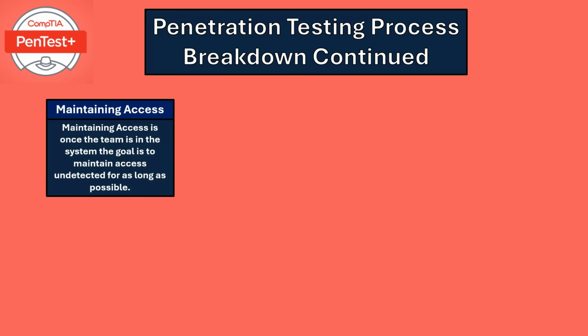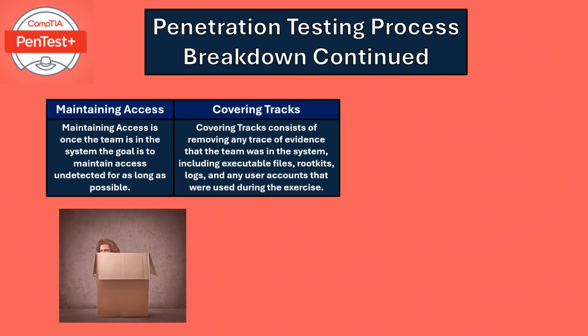After gaining access, the next step is maintaining access. Maintaining access is once the team is in the system, the goal is to maintain access undetected for as long as possible. Next is covering tracks. Covering tracks consists of removing any trace of evidence that the team was in the system, including executable files, rootkits, logs, and any user accounts that were used during the exercise.